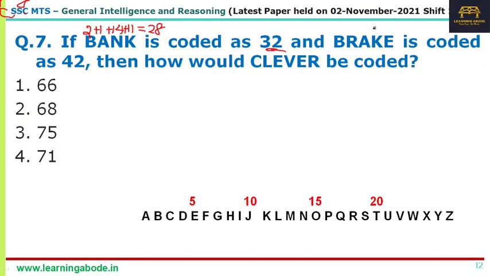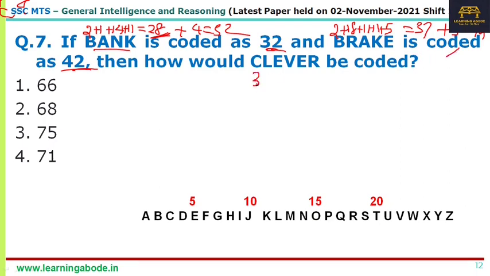So let's just go for the next one. B is 2, R is 18, A is 1, K is 11 and E is 5. So 2 plus 18 is 20, 21, 32 and 32 plus 5 is 37. Now 37 is coded as 42. So by this time you would have guessed it, okay? When you add the sum of the positions, you got 28. There are 4 alphabets, so 28 plus 4 is 32. And here when you add the alphabet positions, it is 37, and break is a 5-lettered word, so 37 plus 5 is 42.